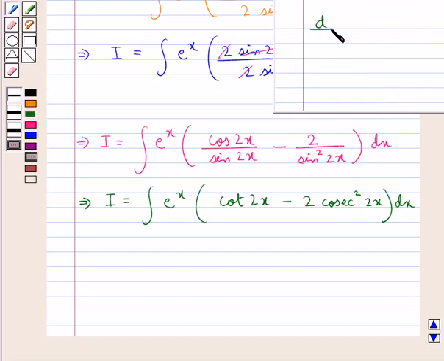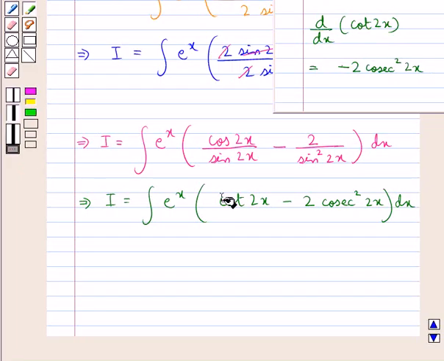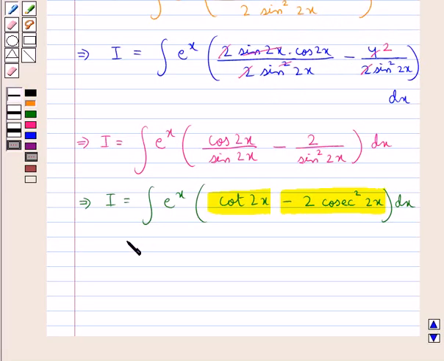Now d by dx of cot 2x is equal to minus 2 cosec square 2x, which means that the derivative of cot 2x is this term, which is minus 2 cosec square 2x. So if we suppose f of x to be equal to cot 2x, this means that f dash x is equal to minus 2 cosec square 2x.